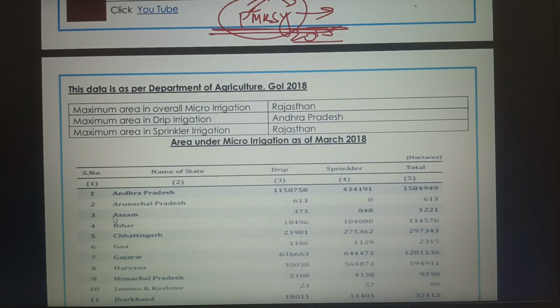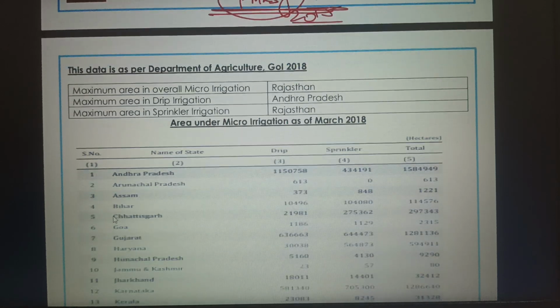But if you go before PIB, what was the area and what was not, that is also something you can consider. You have to see whether the question is asking for the area coverage as per PMKSY or the time before PMKSY. Now see, you will find that the data is as per the Department of Agriculture. When you go to the Ministry of Agriculture website, you will find this data.